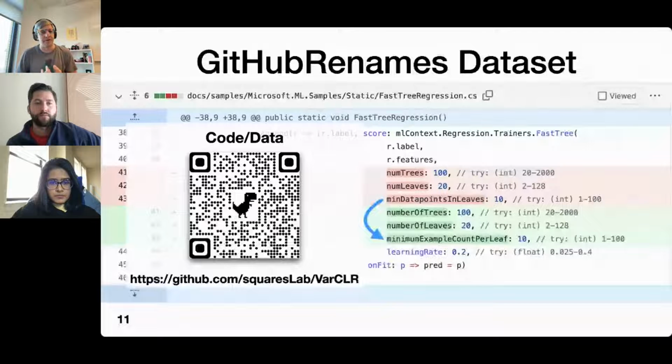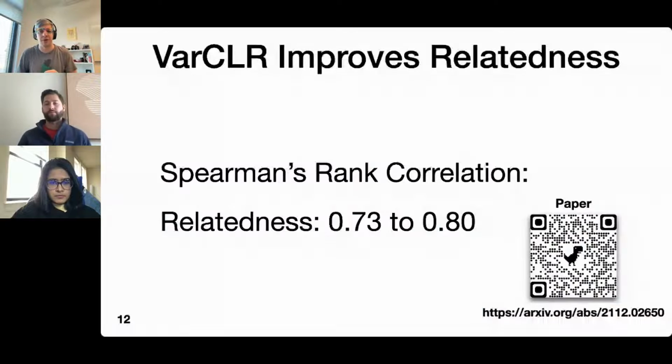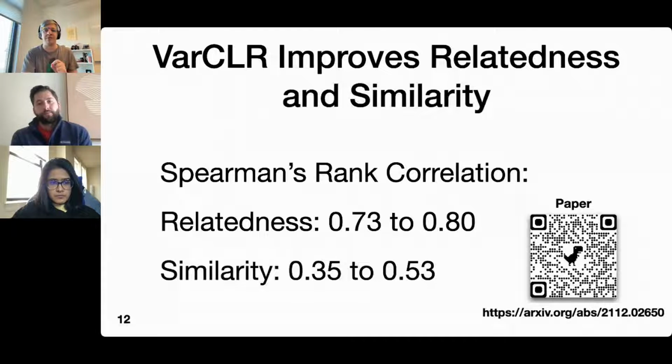VarCLR improves on the state of the art. For relatedness, the Spearman's rank correlation score for agreement with humans improves from 0.73 to 0.80. More interestingly, we also improve the similarity scores from 0.35 to 0.53. You can check our paper if you would like to see more results and more details.